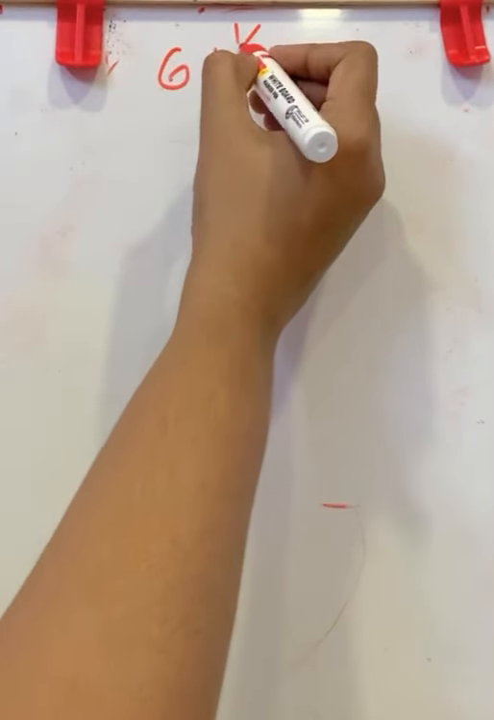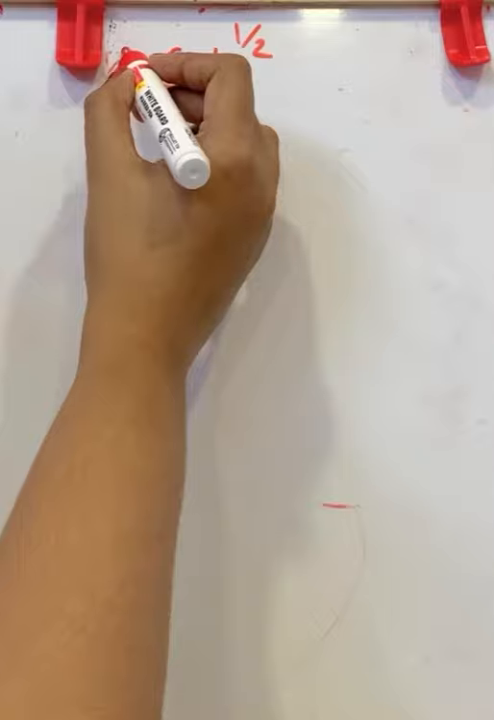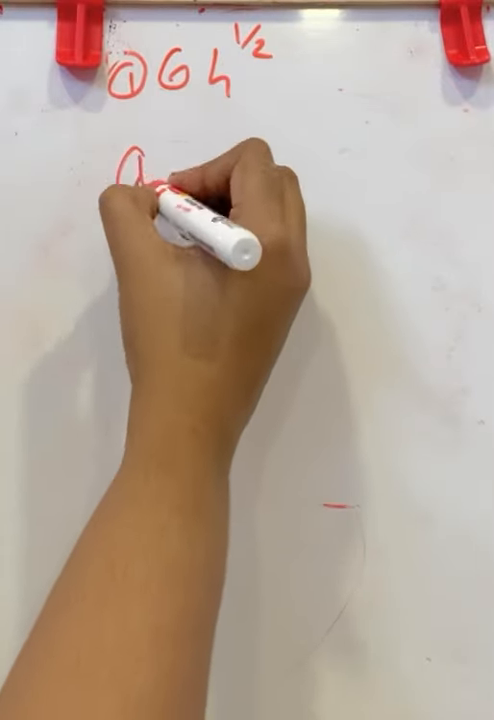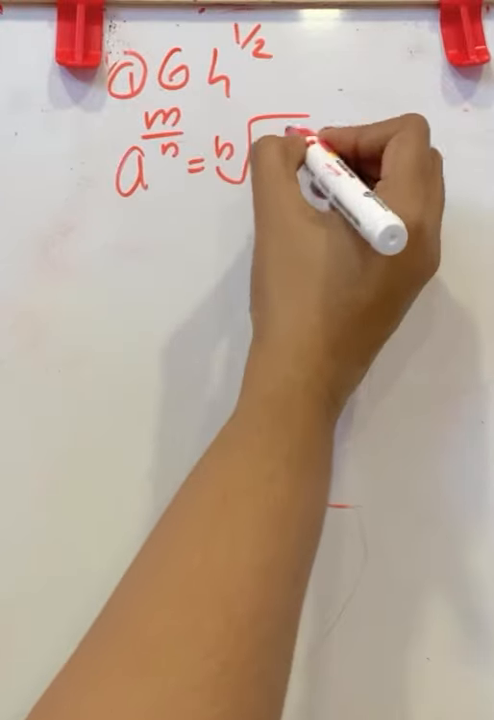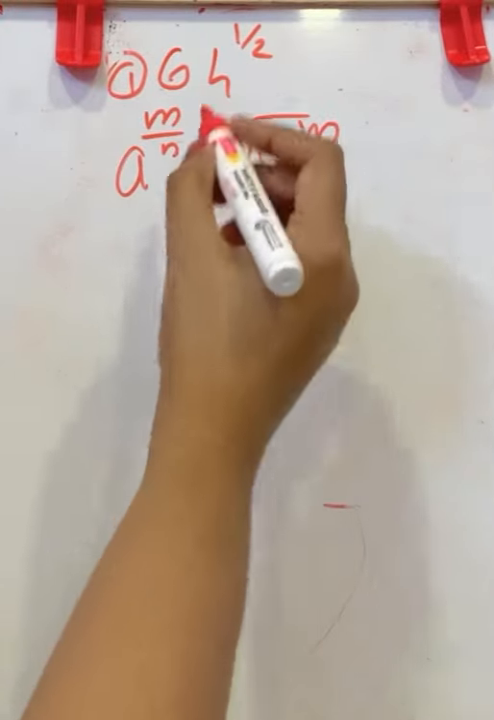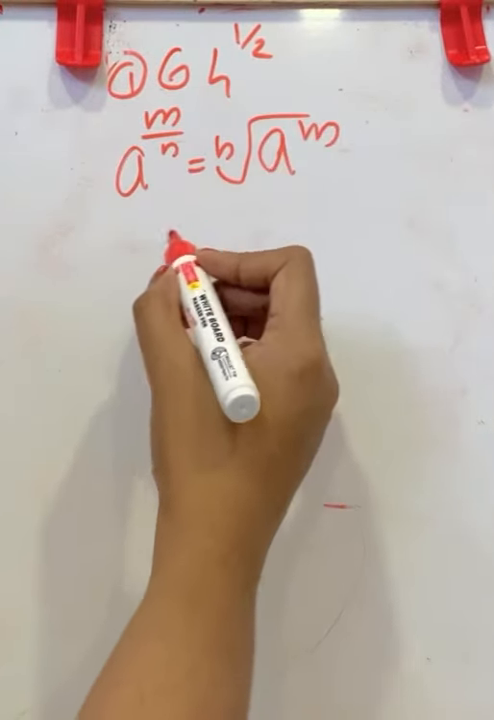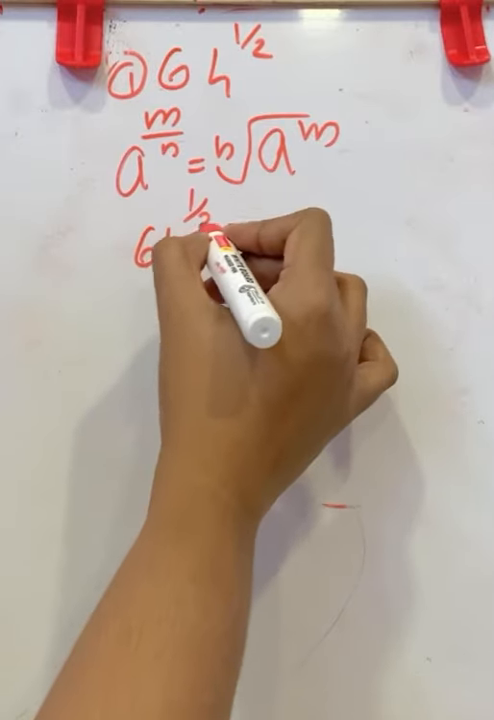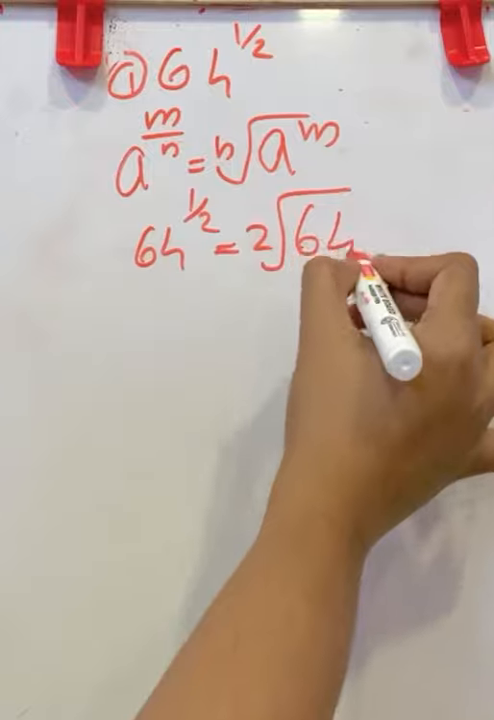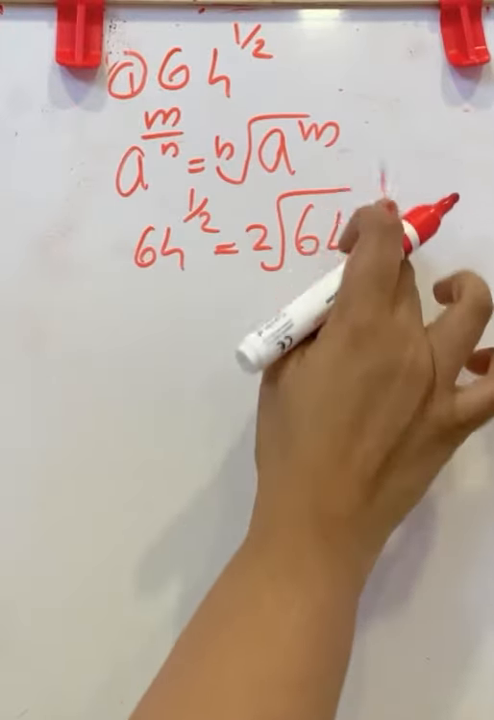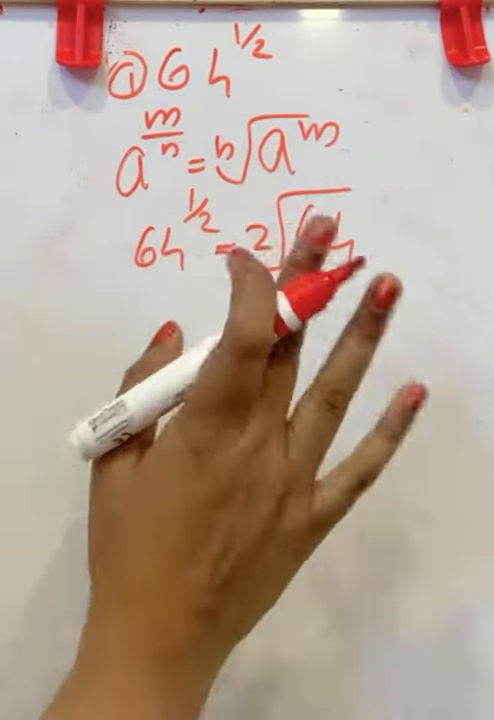Now let us do exercise questions. First question is 64 raised to 1 by 2. Now we know a raised to m by n is equal to nth root of a raised to m. Like that we can write this as 64 raised to 1 by 2 is equal to square root of 64 raised to 1, right? Raised to 1 means the number itself.